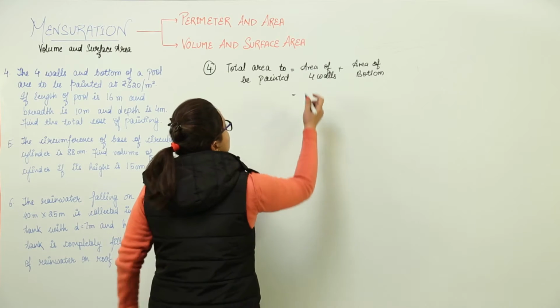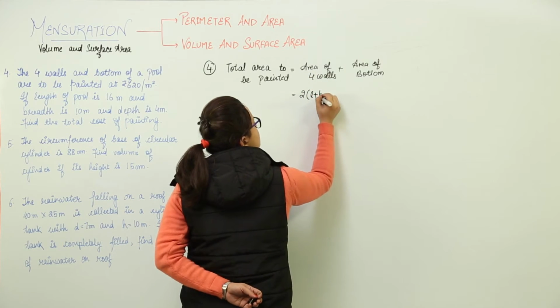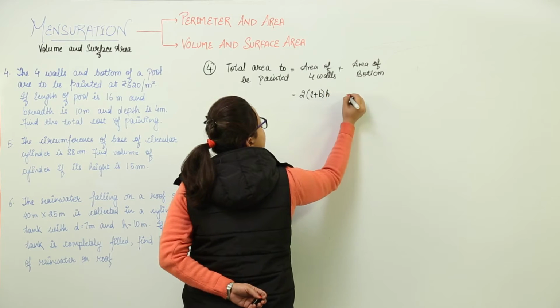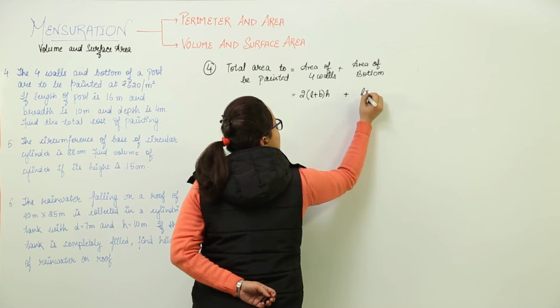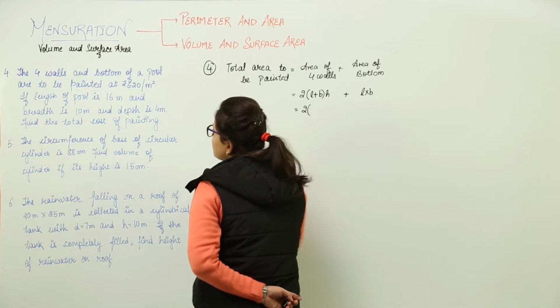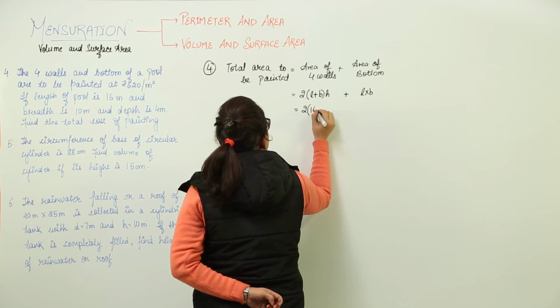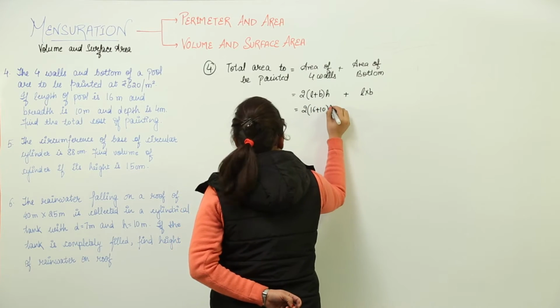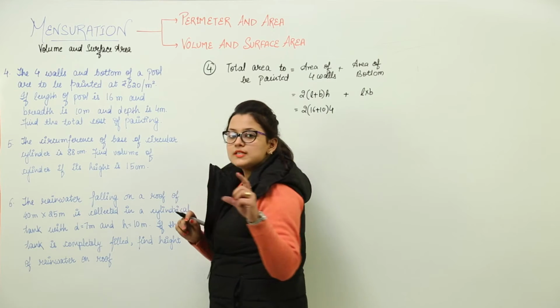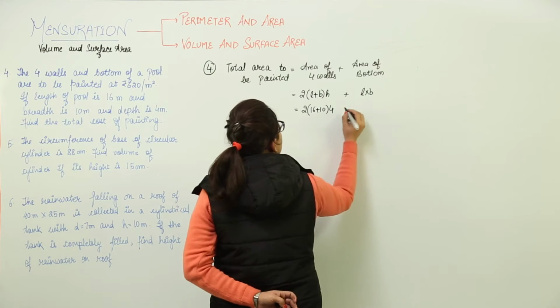Now over here, we will put the formula for the area of four walls, that was 2 into (L plus B) into H, and the area of the bottom will be L into B, right? What will be the length and breadth given to us? Length is 16 and breadth is 10. So I write 16 plus 10 into height. The height of the pool is actually the depth only, right? So that depth is given to us as 4 meters.